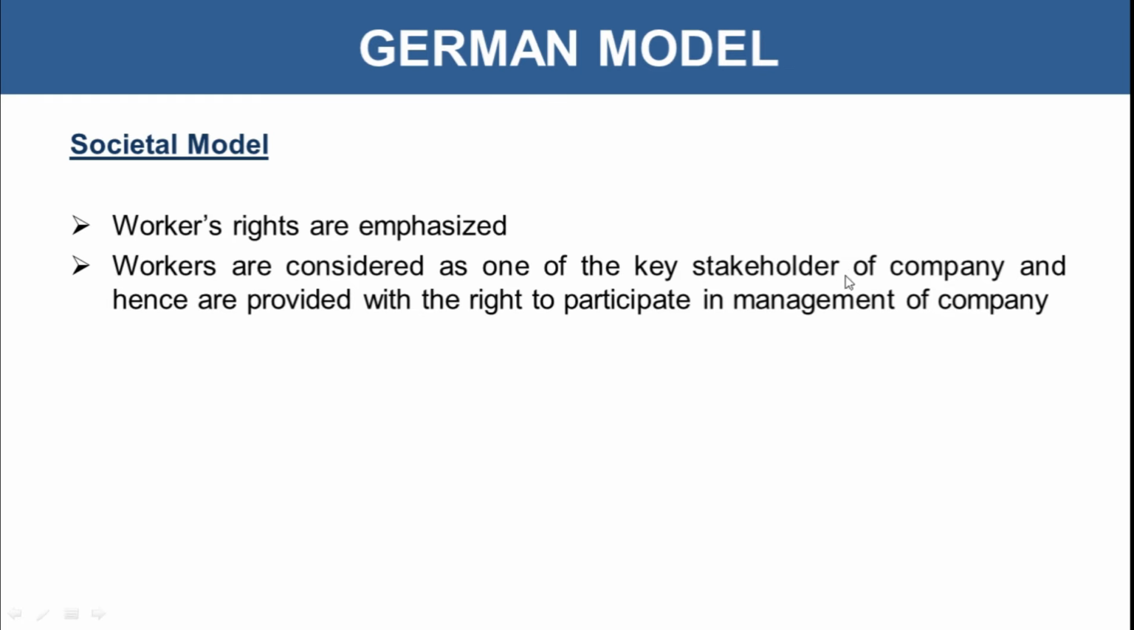Workers are considered one of the key stakeholders of the company and hence are provided with the right to participate in management of the company. According to the German model, workers at the bottom level of the picture are also key stakeholders of the company, because they work at the bottom of the pyramid to make things work and to achieve particular objectives. So why not give them rights to participate in management of the company? Under this model, workers' rights were recognized and emphasized, which did not exist in other business models at that time. It was not given so much relevance.